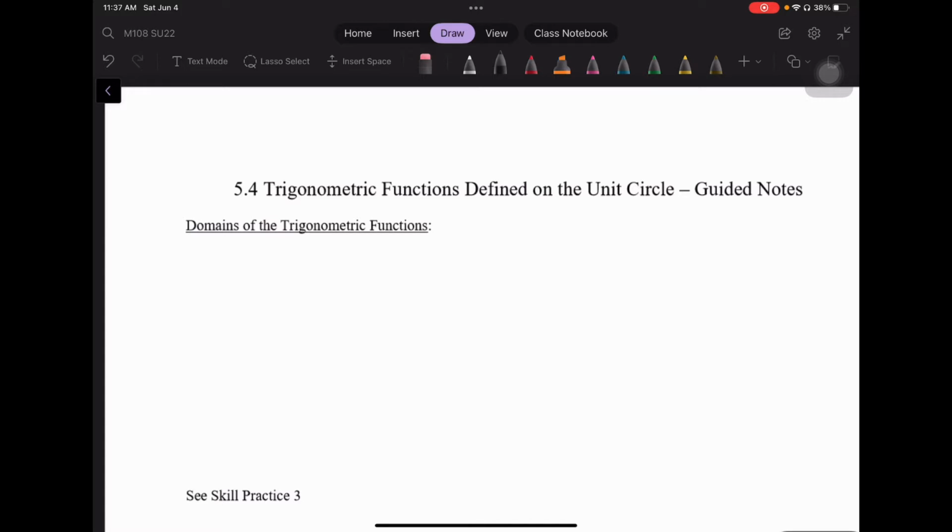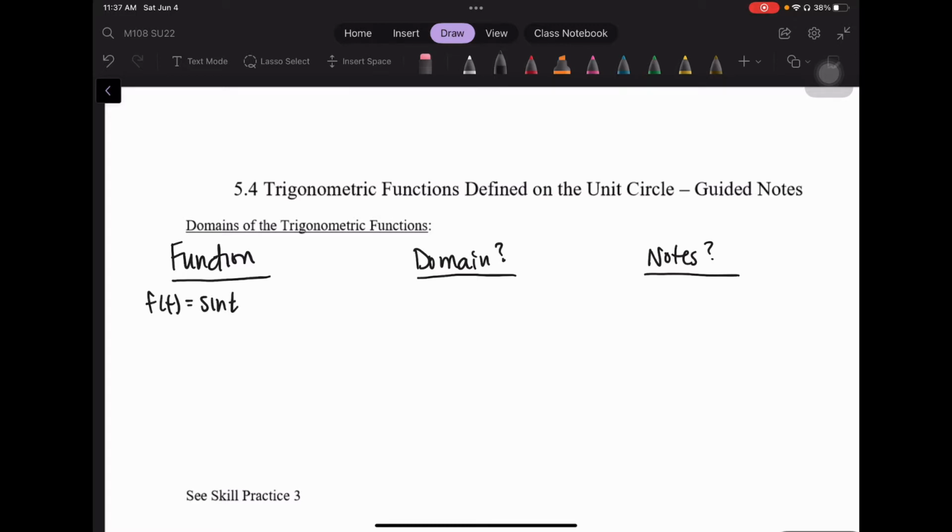Let's say we've got the function. What is their domain? And what are some notes? Okay, we have 6 functions. The first function is the sine of t. The second function is the cosine of t. The third function is the tangent of t. And then we have their reciprocals.